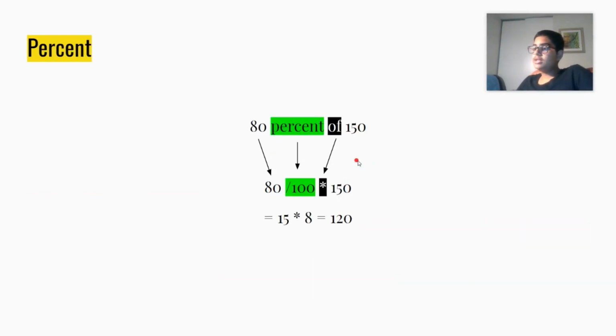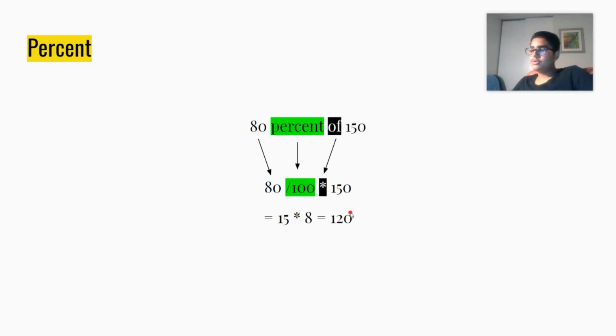A percent is just a fraction of a number. So basically 10% of 100 is just 100 times 10 over 100, which is 10. Another example, 80% of 150. So that's just 80%, which stands for divided by 100, of which is a multiplication sign, 150. So we have 15 times 8, which is equal to 120.